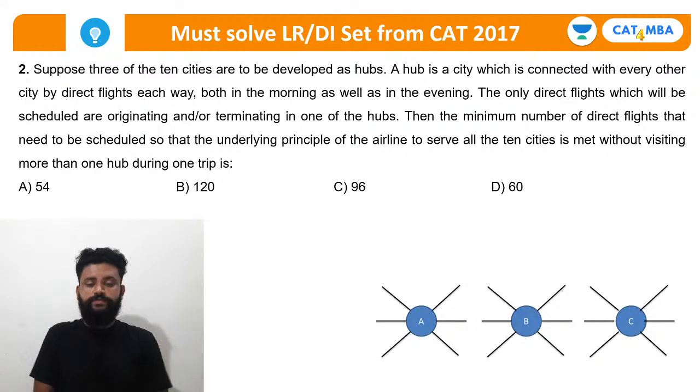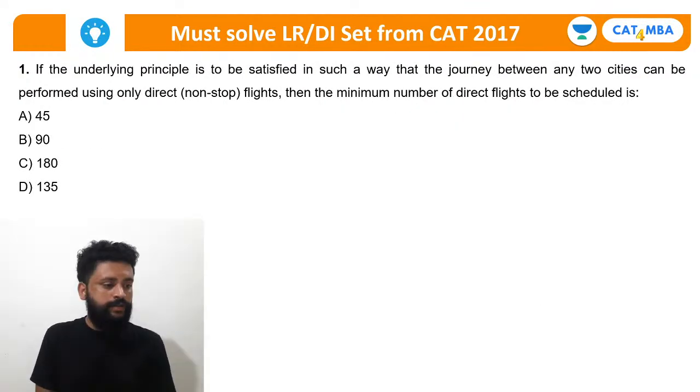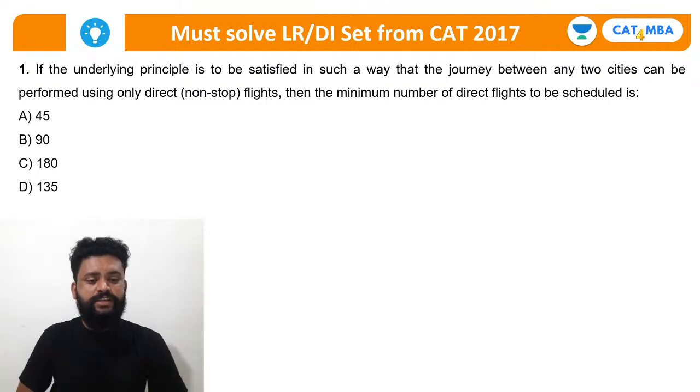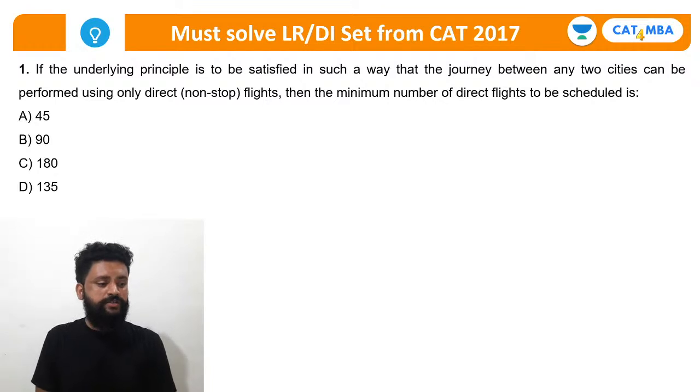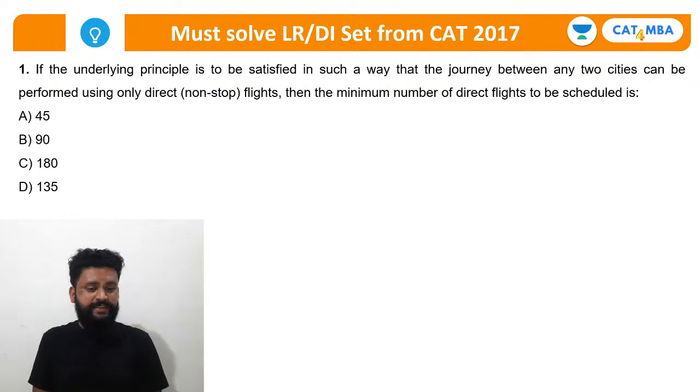So let's look at the first question. If the underlying principle is to be satisfied in such a way that the journey between any two cities can be performed using only direct flight, non-stop flight, then the minimum number of direct flights to be scheduled is, so you need to calculate the minimum number of direct flights to be scheduled to connect all these 10 cities, and the given condition is any person from any city should be able to travel to any other city in the morning and return by the evening of the same day.